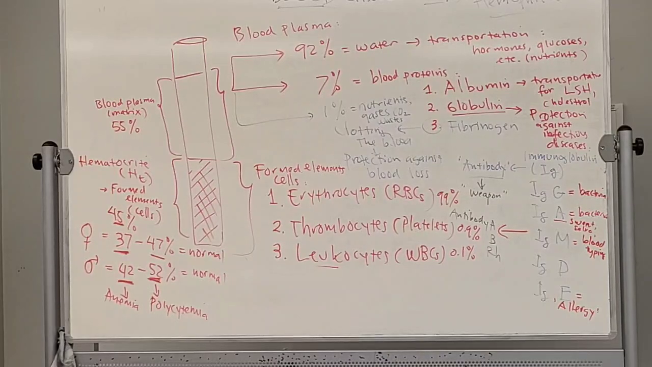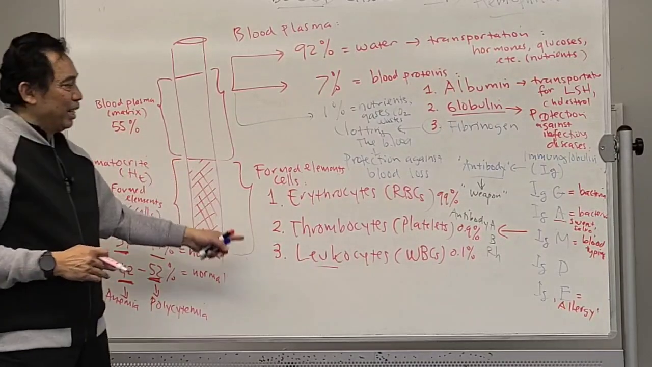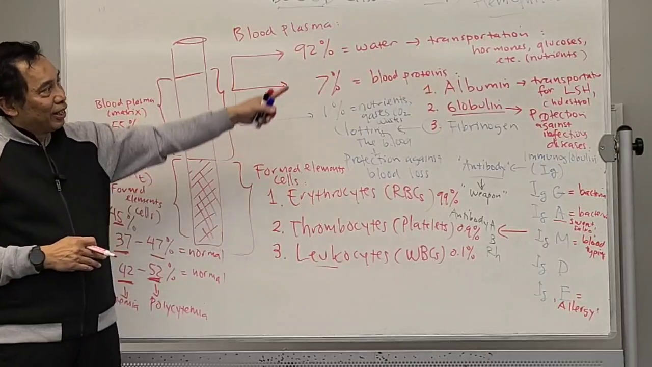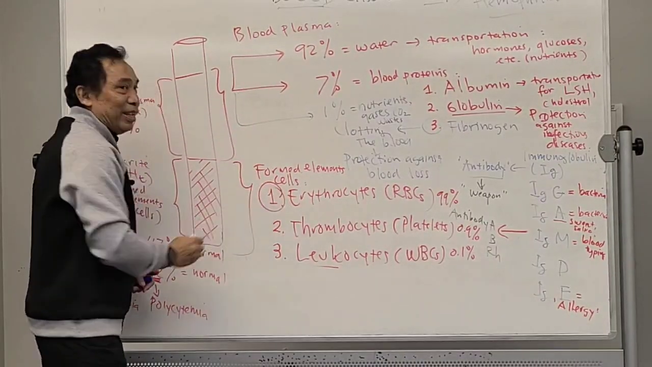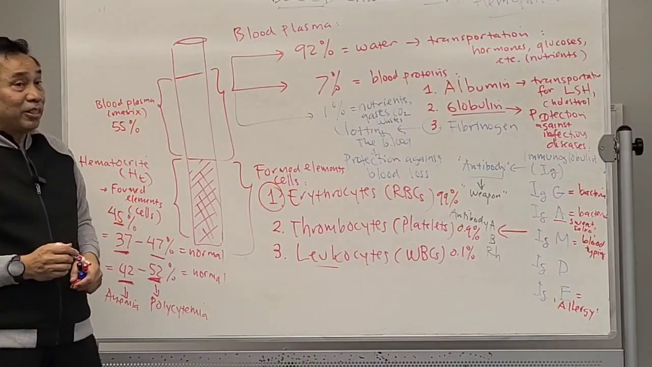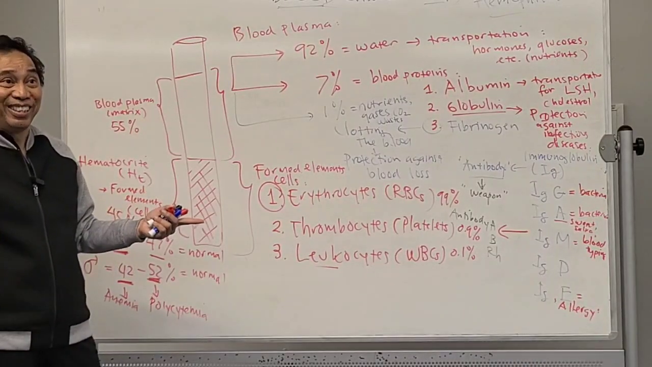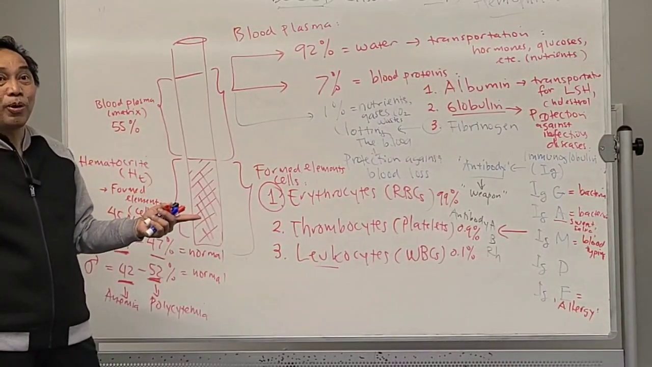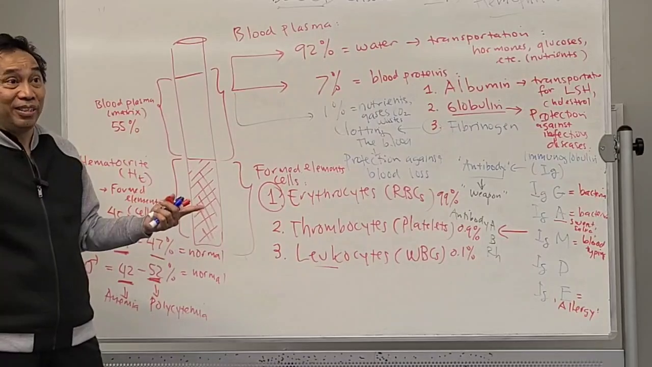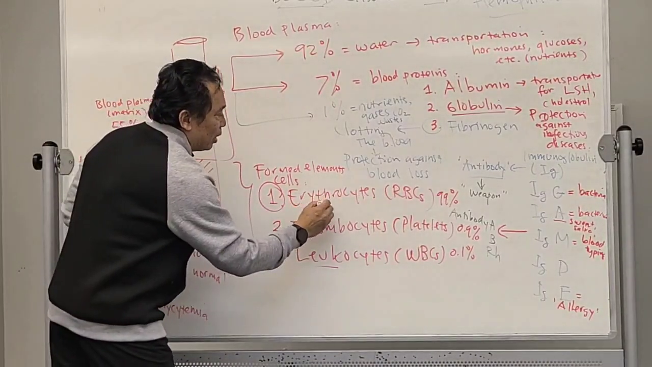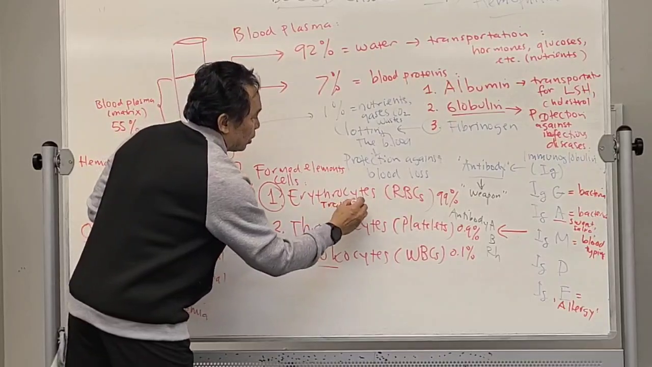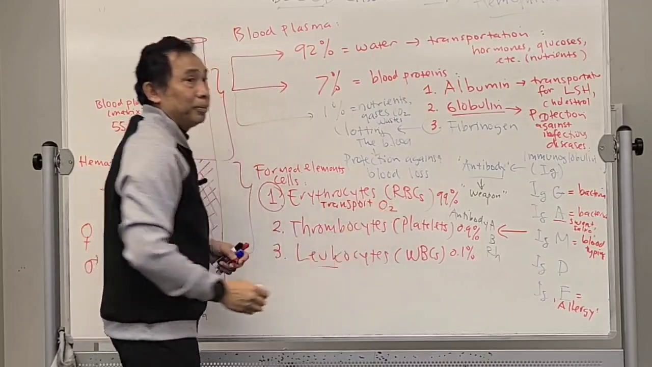Now, what is the importance of these three different formed elements? Erythrocyte. The main function of the erythrocyte is transportation. This is the one that transports oxygen. So the erythrocyte, or red blood cell, is for transporting oxygen.